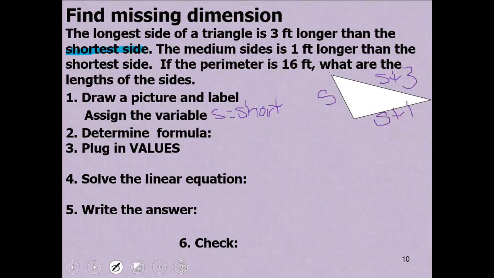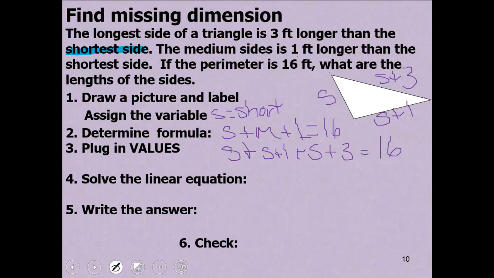Okay, the formula for the perimeter of a triangle is the sum of all the sides. So I'm going to have the short side plus the medium side plus the long side all has to add up to equal 16 feet. I'm going to plug in my values, or my expressions. S is just S. Medium is S plus 1. And L is S plus 3. And that has to equal 16.